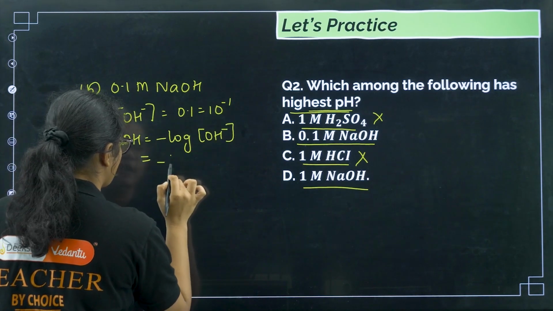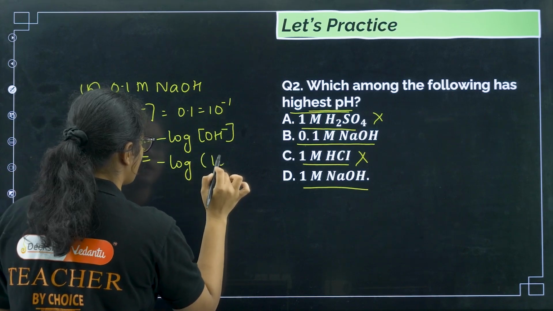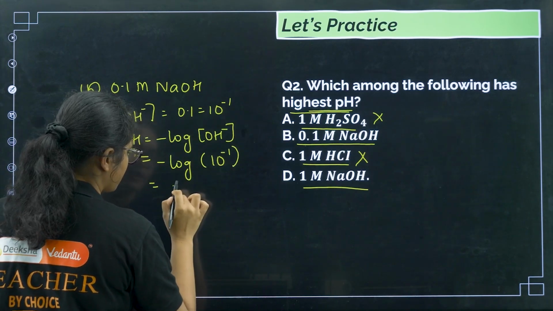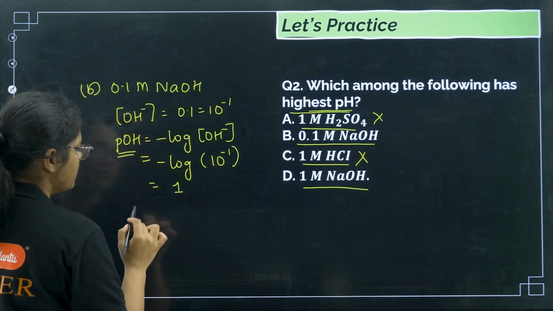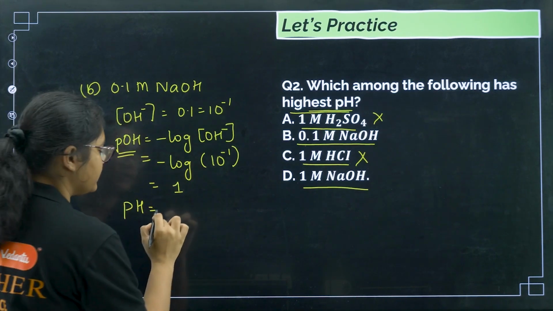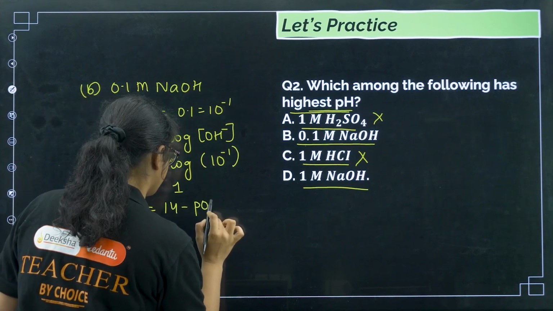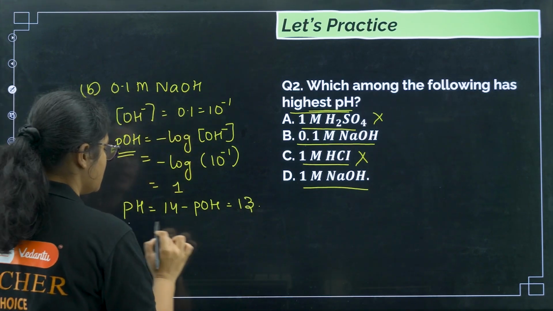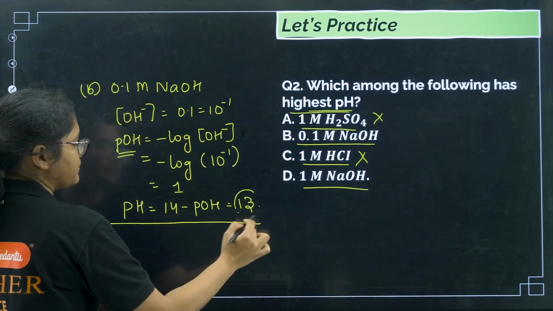So that is minus log of 10 to the power of minus 1. Now I will get 1 here. This is the pOH value. Then what is the pH value? If you remember, pH plus pOH is 14. So that is 14 minus pOH. So 14 minus 1, that is 13. Okay, this is done. So for option number B, the pH is 13.